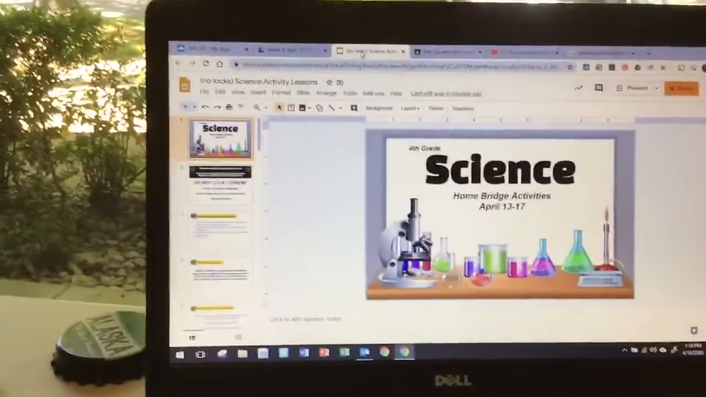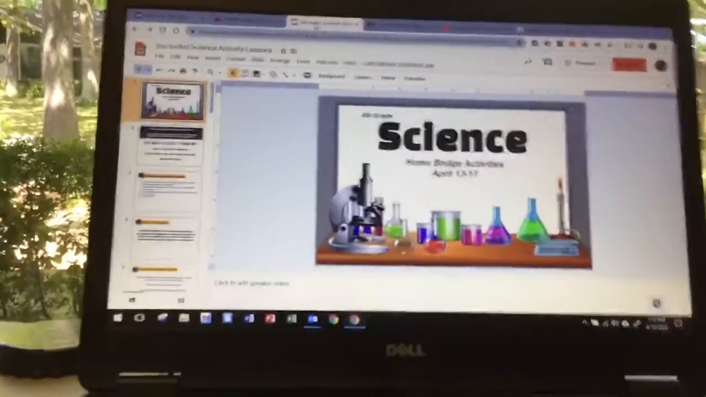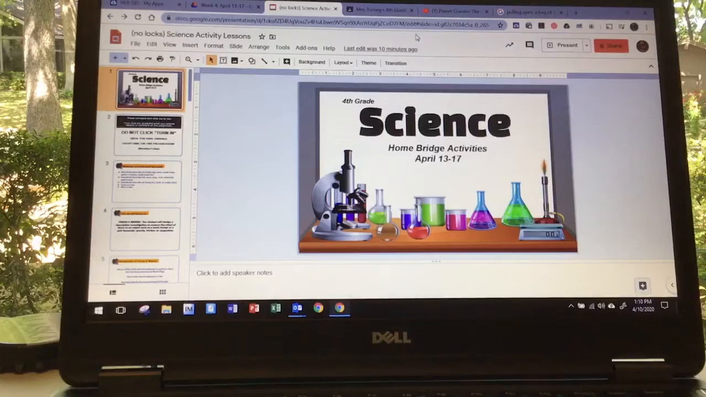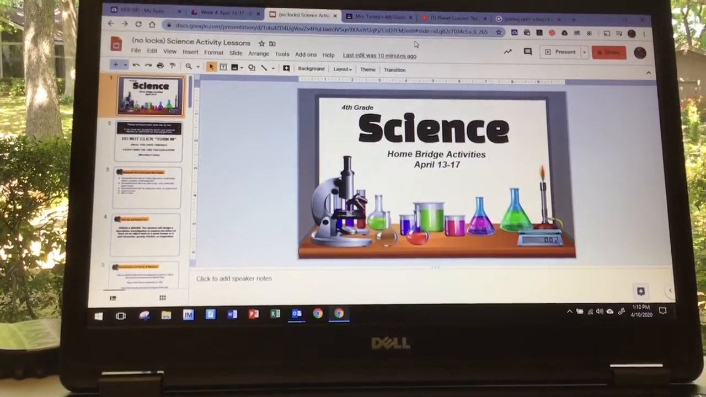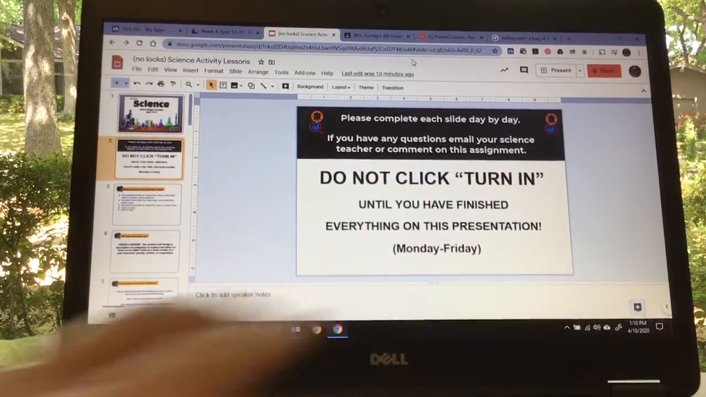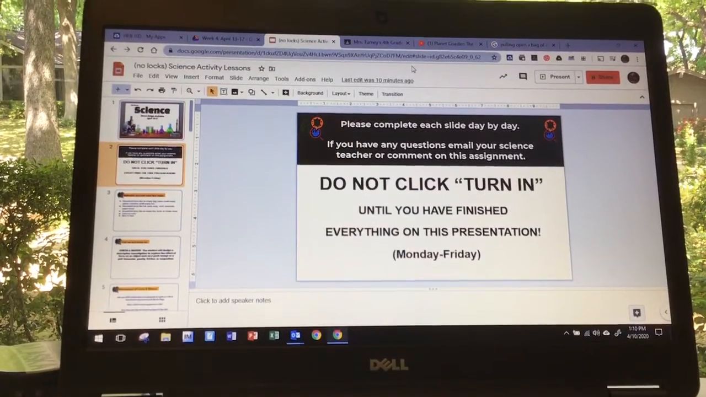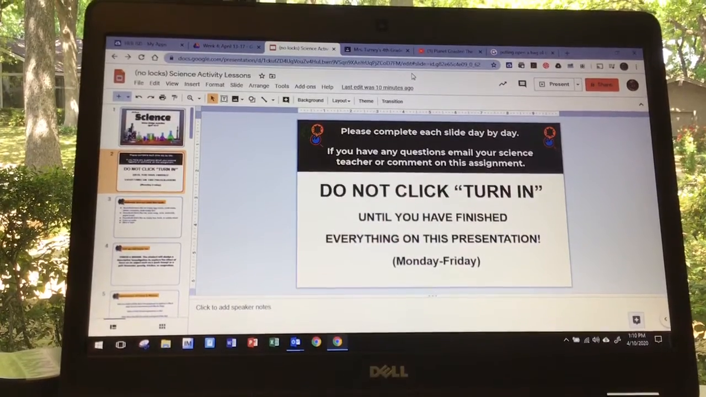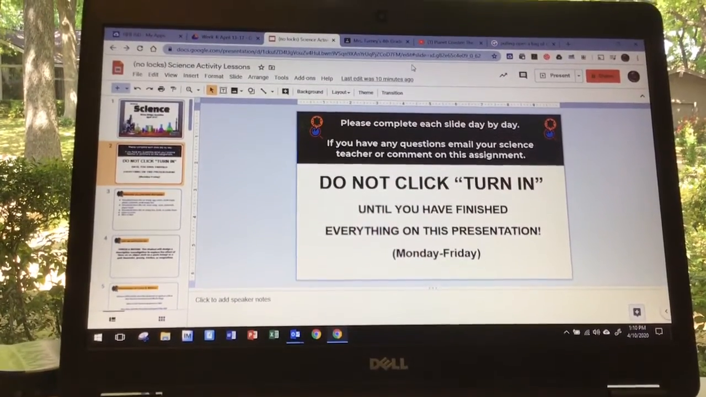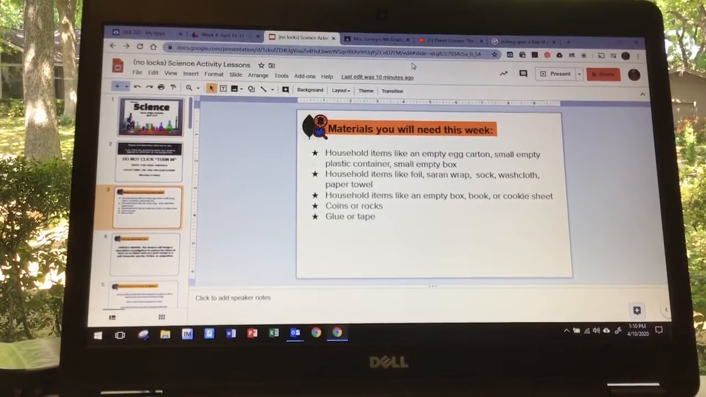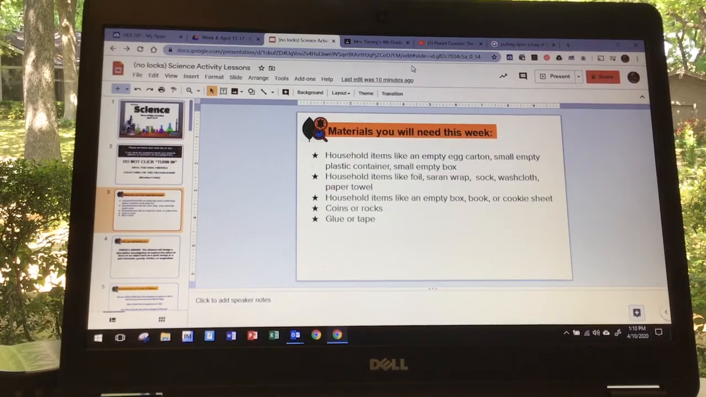All right, so when you open up your activities for this week, this is the first page that you see right here. Oh, see, there's my finger. Yay, it only took 30 seconds. It's going to be a lot like it was last week, where you are going to just open this every single day and complete it by the end of the week. Remember that you do not click the turn in button until the very end of the week when you have absolutely finished everything.